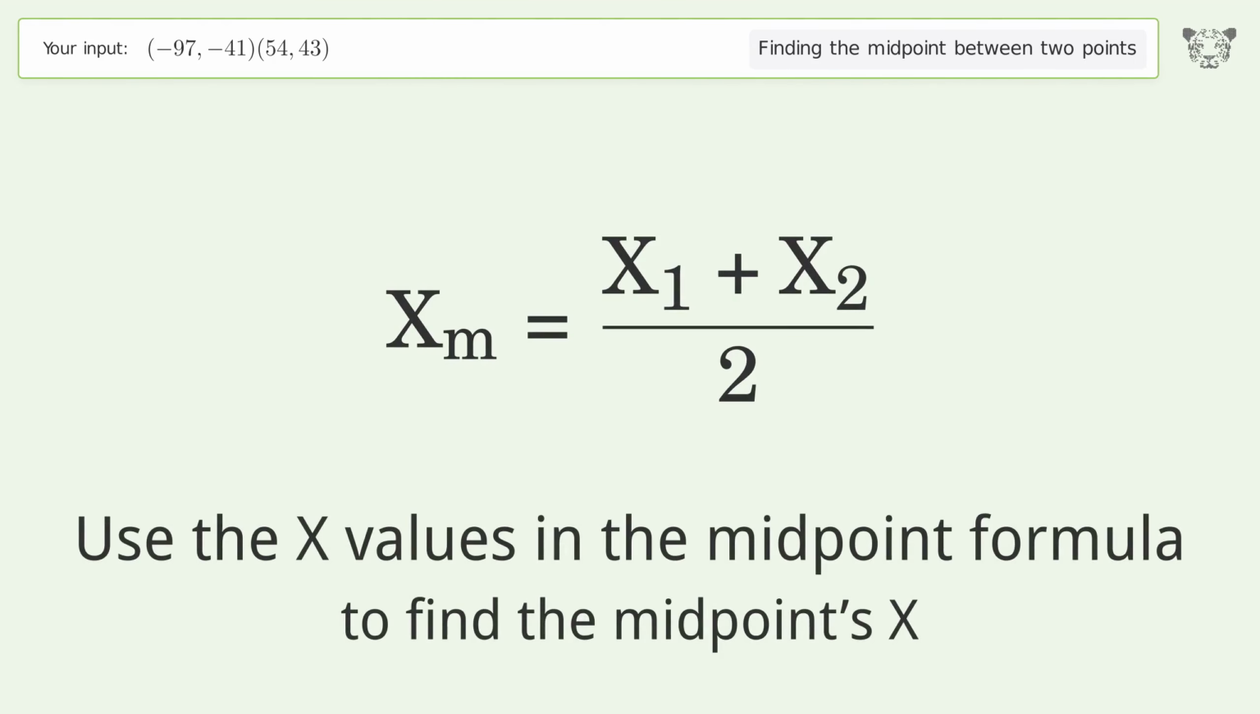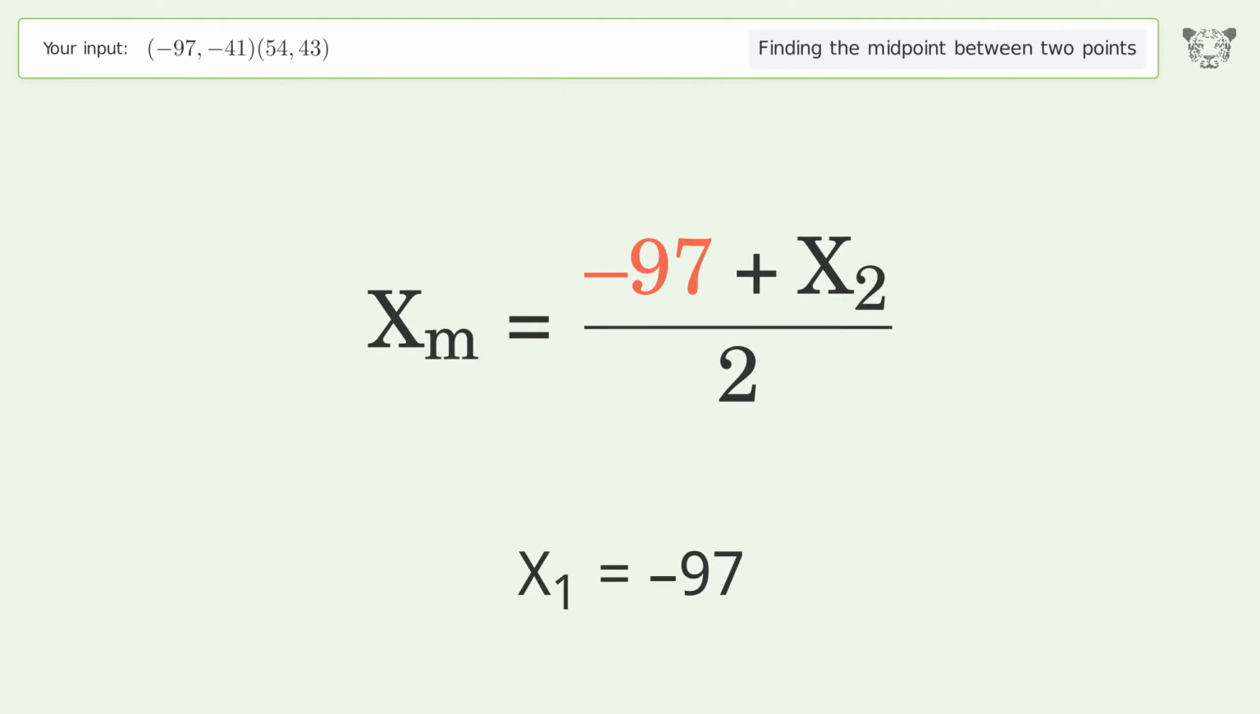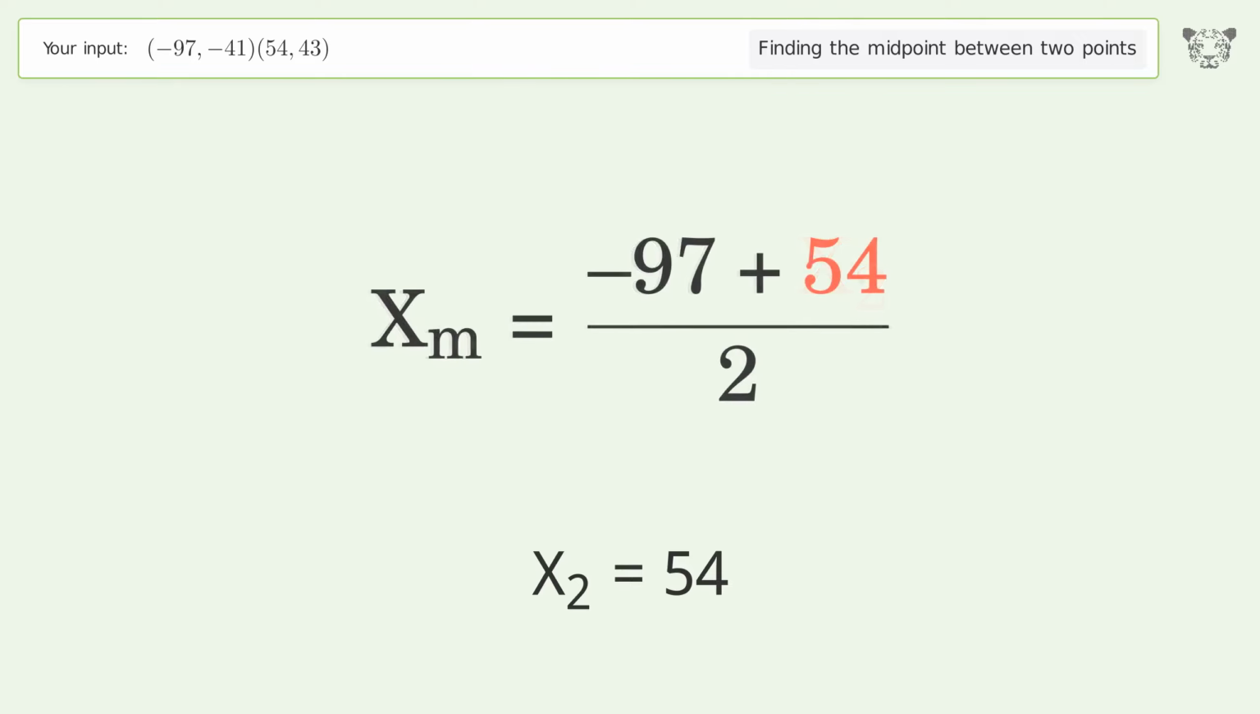Use the x values in the midpoint formula to find the midpoints x. x1 equals negative 97. x2 equals 54. Simplify the arithmetic.